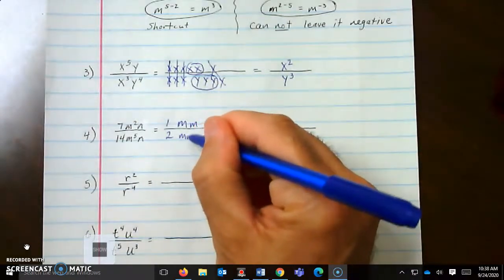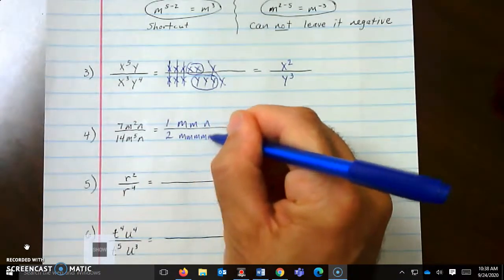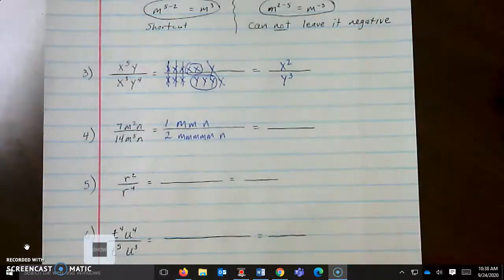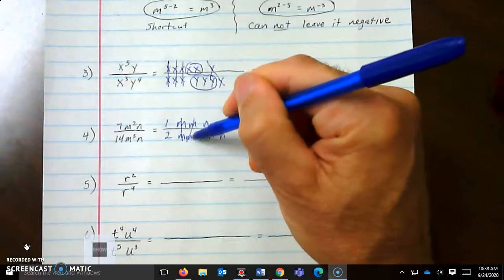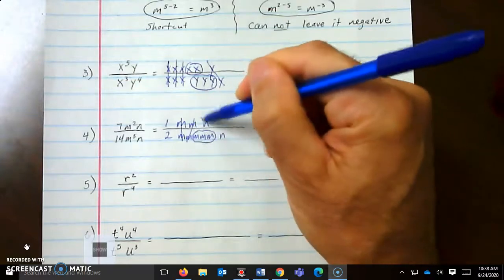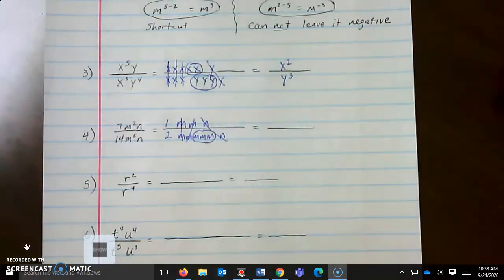M to the fifth. I try not to have many big exponents in here. Times n. Okay, so let's cross out m, and I see there are still 3 there. Both n's cancel out, so I will not write an n in my answer. That's a very popular mistake, to put an n in the answer. Everyone, they're gone. It's actually a 1.